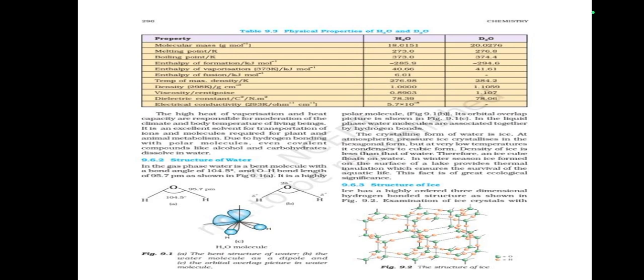Structure of water. In the gas phase, water is a bent molecule with a bond angle of 104.5 degrees, and O-H bond length is 95.7 pm, as shown in figure 9.1. It is a highly polar molecule. Its orbital overlap picture is shown in figure 9.1c. In the liquid phase, water molecules are associated together by hydrogen bonds.